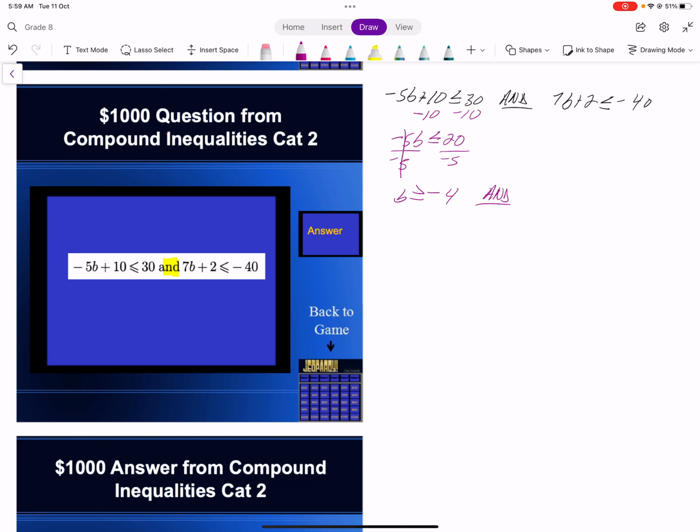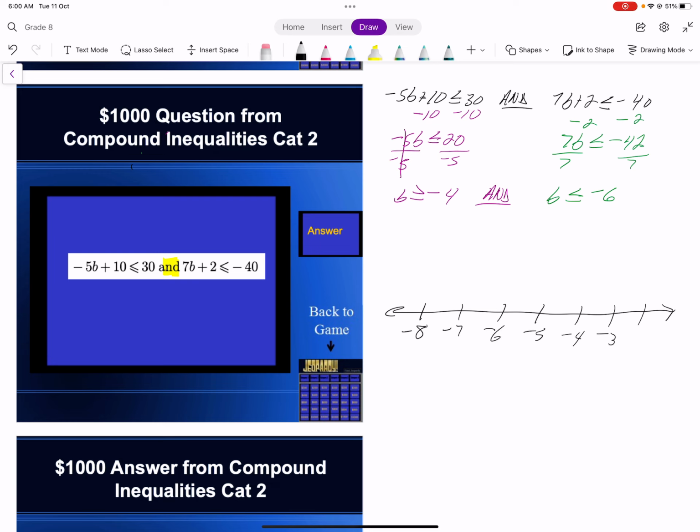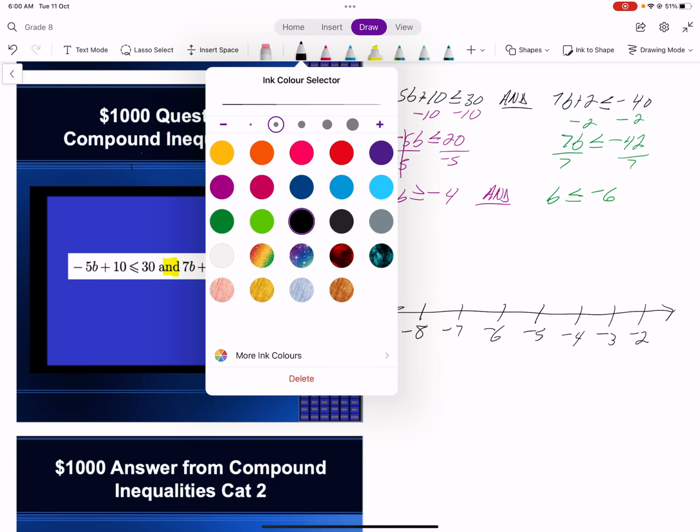And now we're going to go ahead and solve the other inequality. Minus 2, so 7b is less than or equal to -42. Divide by 7, and b is less than or equal to -6. And then we're going to go ahead and graph this to check to see what our solution really is. So we have -8, -7, -6, let me just write that a little bit neater, -5, -4, -3, and -2. And then we're going to graph them.